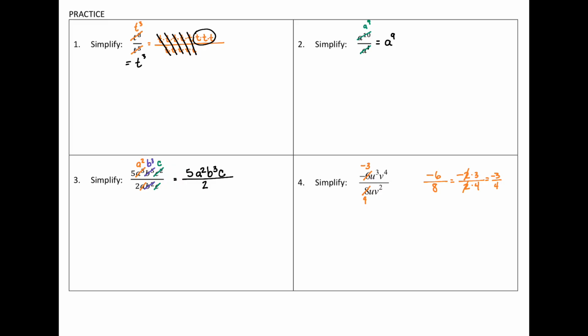Okay, now on the u, this one u cancels with one of those and leaves me with u squared. These two v's cancel with 2 of those and leave me with v squared. So rewriting what I have left, the top is a negative 3u squared v squared, and the bottom is just the 4. Okay, so hopefully you did okay. Just take it one step at a time and be very careful, okay?